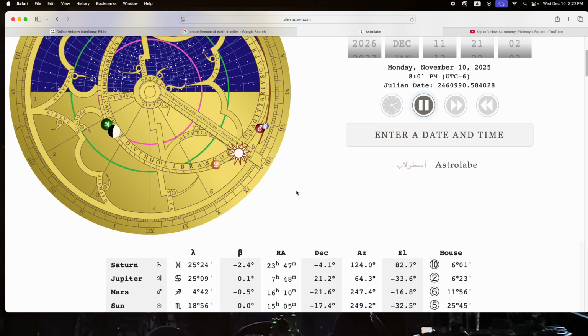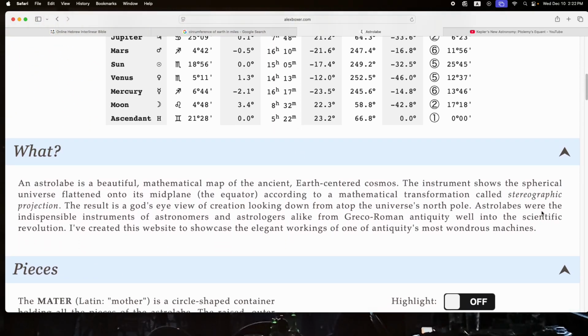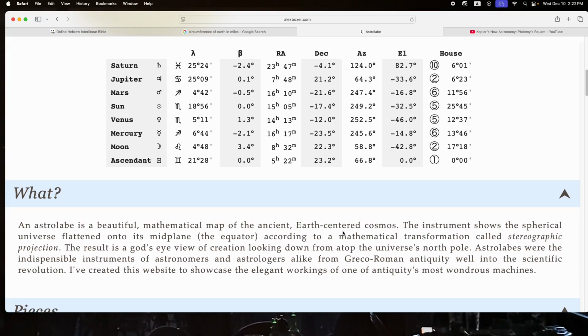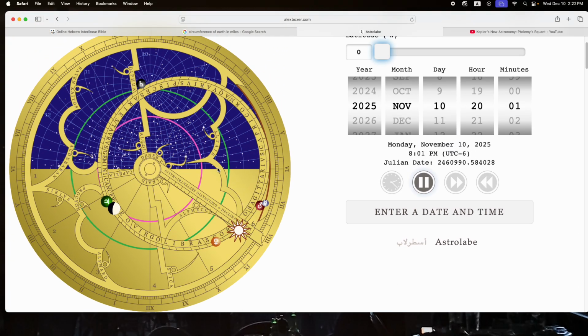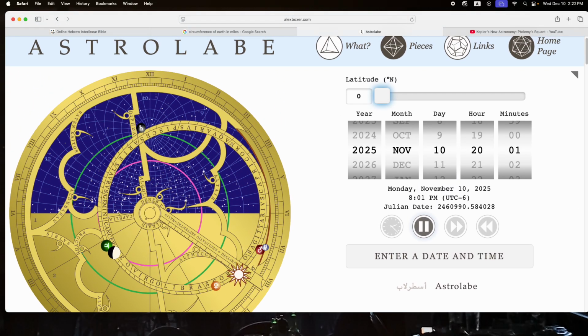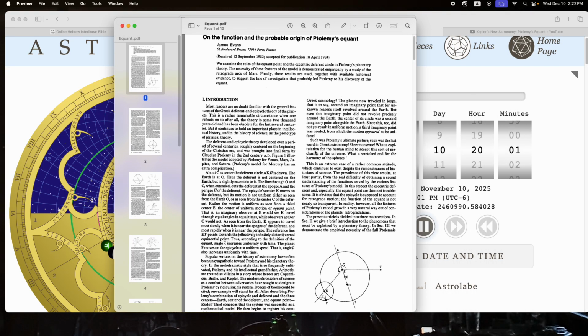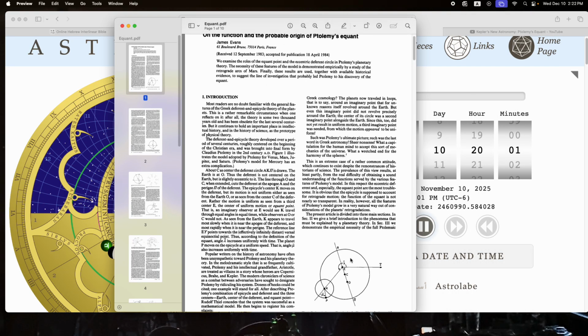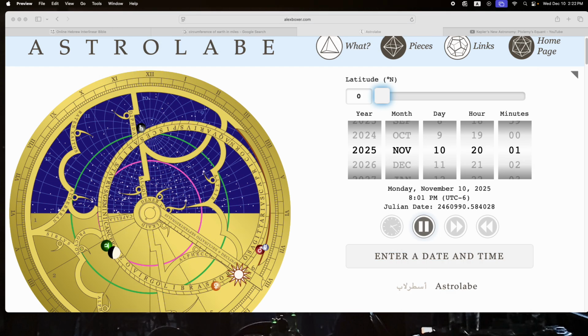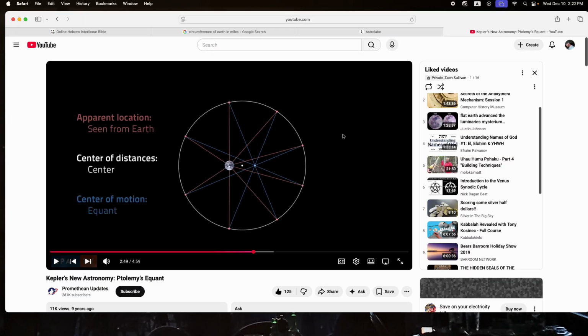So this works because of this stereographic projection. They don't get into the mathematics of how this is happening, but you would have to be looking at Ptolemy's work of the equant to understand the mathematics of how you're seeing the center point. And there's a good video here, this Kepler's Astronomy right here.